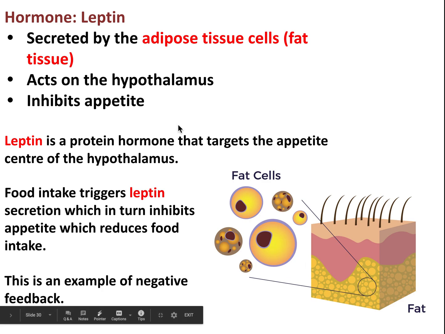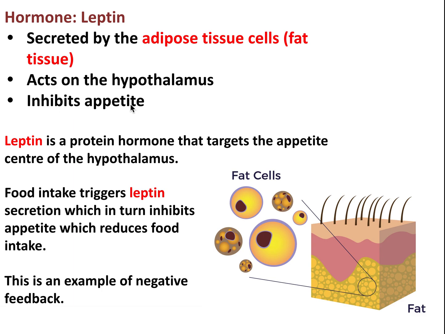So they basically send a message to your control center, which is your hypothalamus in this case. And then the hypothalamus says, all right, we're not hungry anymore. So leptin is, to define it, a protein hormone that targets the appetite center of the hypothalamus. Food intake triggers leptin secretion, which in turn is going to inhibit your appetite, which reduces food intake. So this is a negative feedback loop because you're eating, and then your fat cells or your adipose tissue cells say you're full, so leptin is released or secreted, and that tells your hypothalamus to tell your brain you're not hungry anymore.